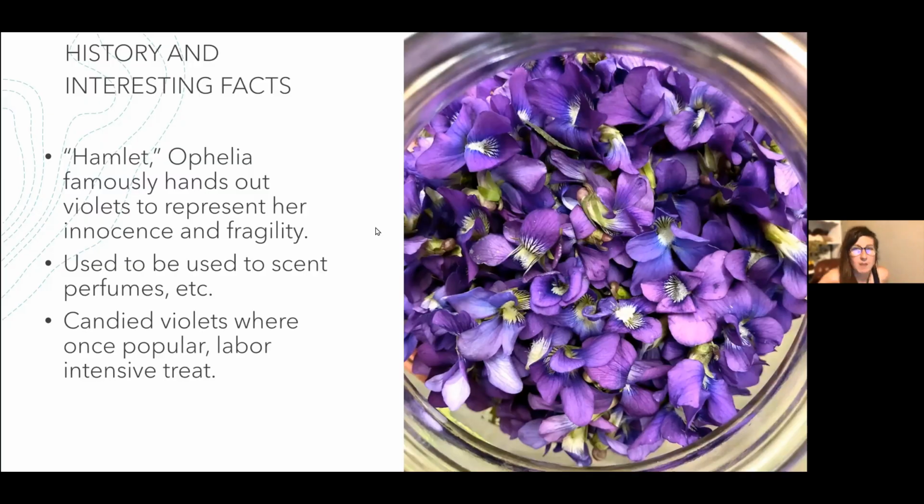So some fun facts. I am kind of a Shakespeare junkie, especially since my city has a free Shakespeare in the Park festival every year. It's amazing. And so I've always really loved that in Hamlet, Ophelia hands out violets to represent her innocence and fragility. I love that they use the violets. Violets used to be used to scent perfumes and oils, and even when they weren't using actual violets, they were trying to replicate the smell of violets. In the 1800s, that was really popular. And candied violets were also once popular.